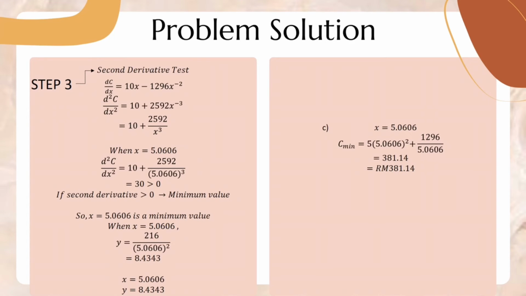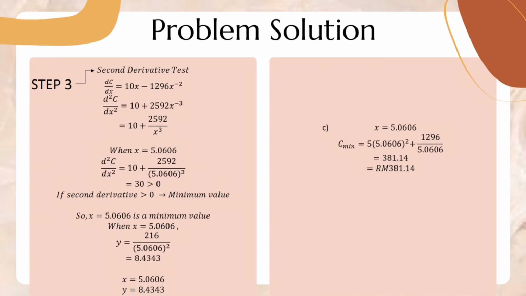Okay, when x is 5.0606, we can get the y value. We substitute x into the equation from before, which is 216 over x squared. So we will get y equals 8.4343.